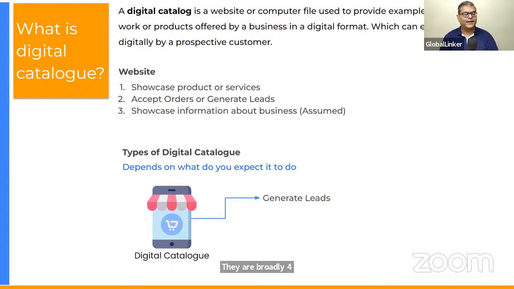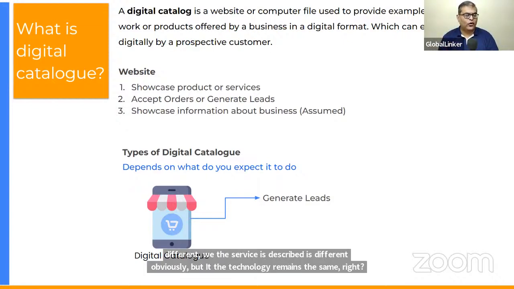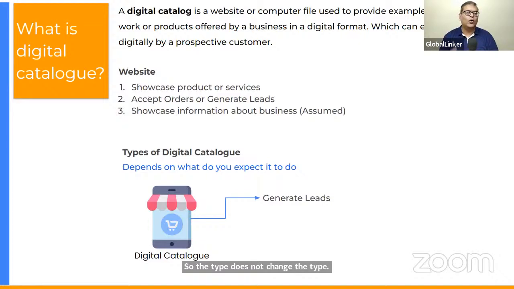First is one which can help you generate leads. Now, many people confuse product and services. Obviously, it is the same digital catalog. Someone is using it to sell products, and the other person is using it to sell services. So it is the same technology; it is just the front-end terminology. The service name and the way it is described are different, but the technology remains the same. So the type does not change based on that. The type changes based on the action or interaction you want to have with your prospective customers.